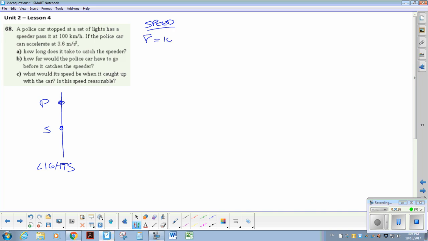So for my speeder, V equals 100 kilometers an hour, which I will convert to meters per second. So we get 27.8 meters per second. The police car can accelerate, so I have police car information here. I know its initial velocity is 0 meters per second, and they tell us the police car can accelerate at 3.6 meters per second squared. How long does it take to catch the speeder?